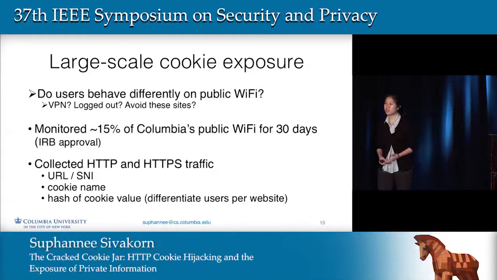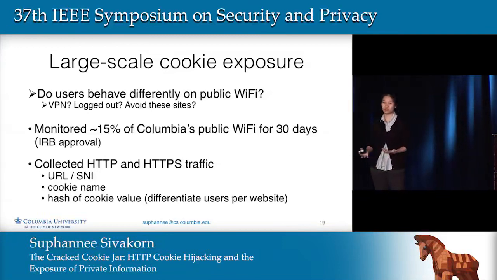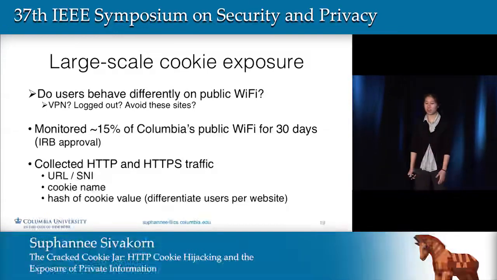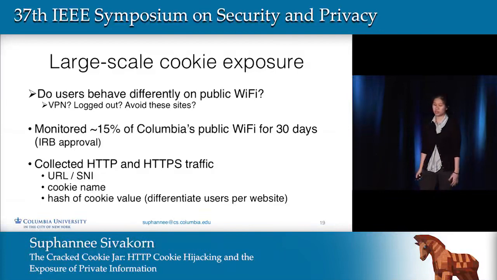So we want to check if users behave differently on Wi-Fi or not. We monitored 15% of Columbia University Wi-Fi for 30 days. Of course, we got IRB approval for that because it's sensitive. We collected HTTP and HTTPS traffic going through our span port. For HTTP, we collected the URL, cookie name, and the hash of the cookie value, because we want to differentiate users per website by using the hash value, not the real thing. It's too sensitive to do that. For HTTPS, we collected the SNI, just to compare the number of connections between HTTP and HTTPS.